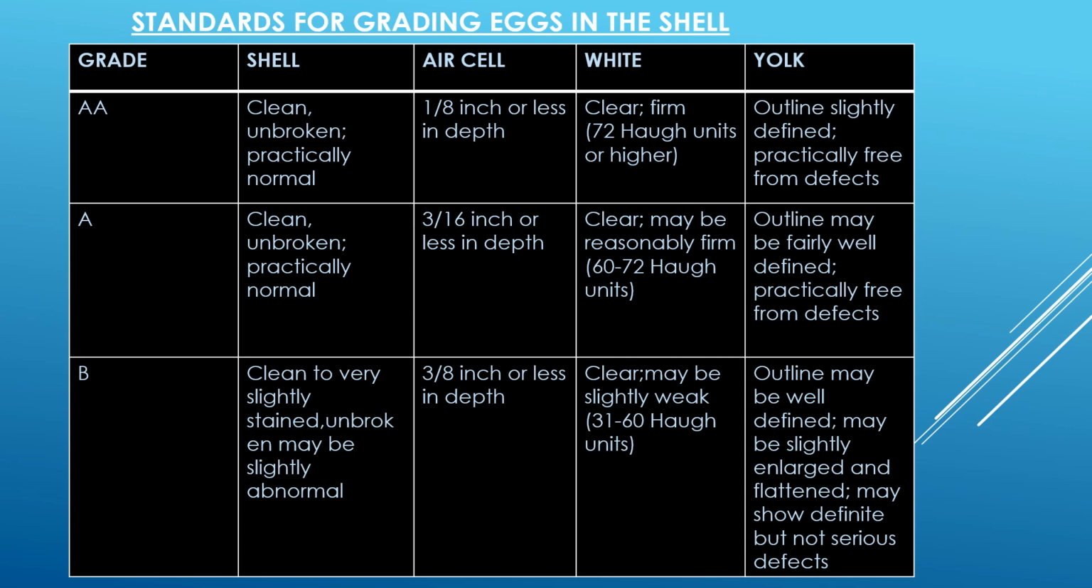While for grade B, the shell is clean to very slightly stained, unbroken, and may be slightly abnormal. The air cell is 3/8 inch or less in depth, while the white is clear, may be slightly weak, that is between 36 to 60 Haugh units. For the yolk, the outline may be well defined, may be slightly enlarged and flattened, and may show definite but not serious defects.